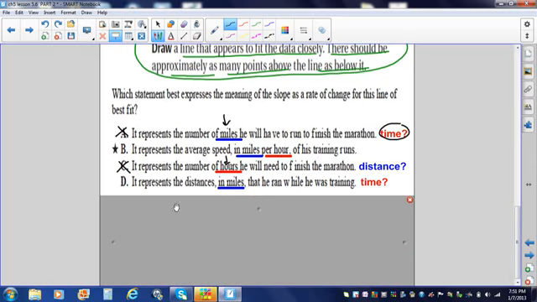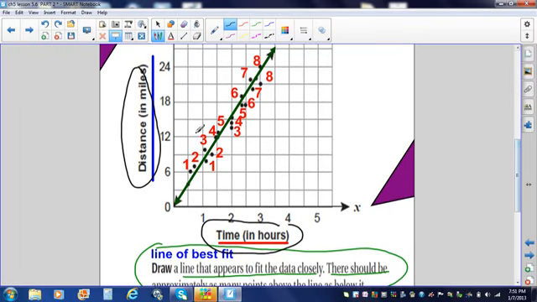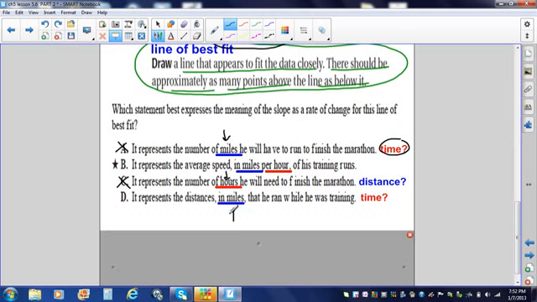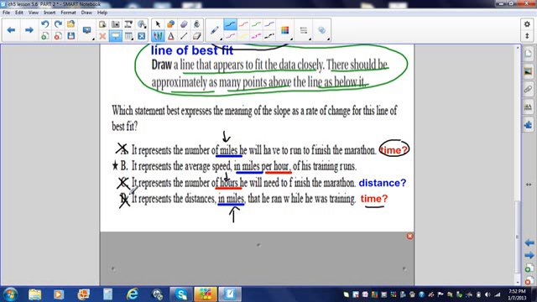Choice D, it represents the distances, in miles that he ran while he was training. Remember, our scatter plot is comparing two things: miles, which is distance, and time, which is hours. They talk about the distance in miles, but they don't say anything about the time. So I'm going to get rid of choice D.